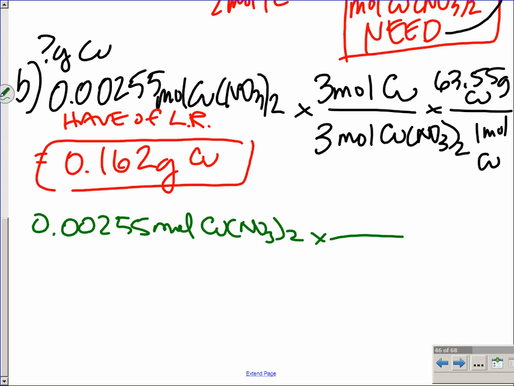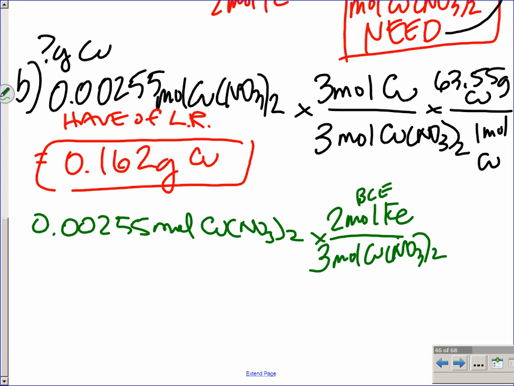What's my ratio between those? What's my number for iron? 2 moles of iron, and you're pulling this from the balanced chemical equation, right? Okay, and what was my number for copper(II) nitrate? 3 moles. So moles of copper(II) nitrate goes on the bottom because I want to cancel them. So what's 0.00255 times 2 over 3?